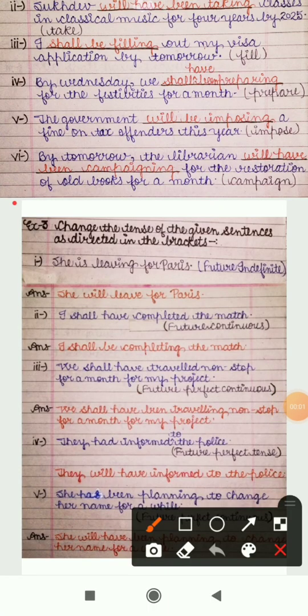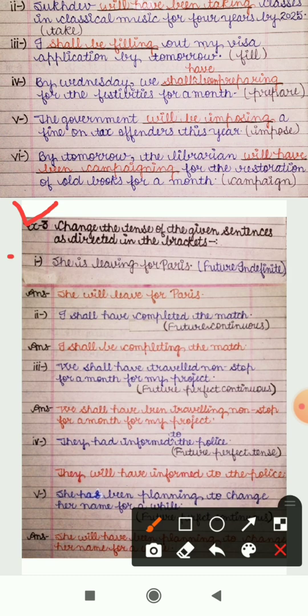Now let's see exercise 3, that is change the tense of the given sentences as directed in the brackets. So here some sentences are given and in the brackets the name of tense is given. We have to transform the sentence in the given tense.